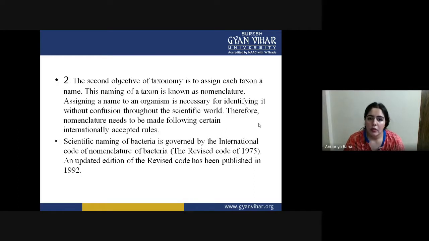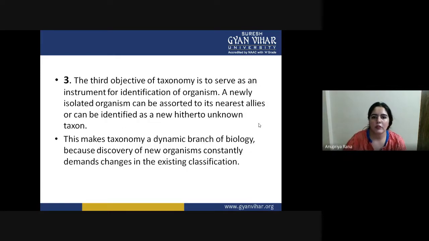If we are talking from the botanical perspective, we can call it the ICBN, the International Code for Botanical Nomenclature. Binomial nomenclature, we will see later, like how binomial and trinomial nomenclature work out. That we will discuss later.